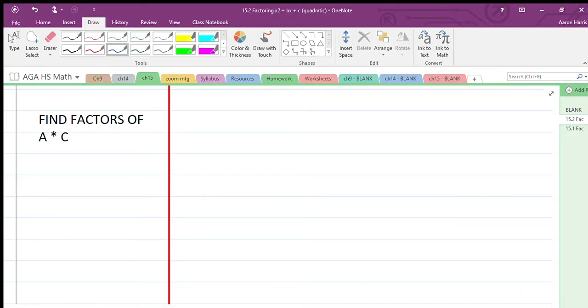Okay, so the second step, after we know what A, B, and C are, we need to do what? Find factors of A times C. And remember, that's the absolute value of A times C. So let's give a few examples.